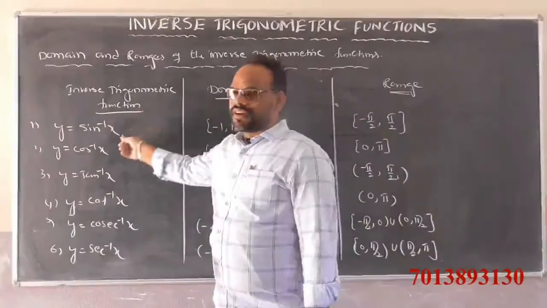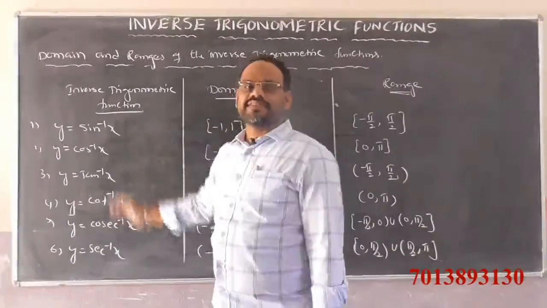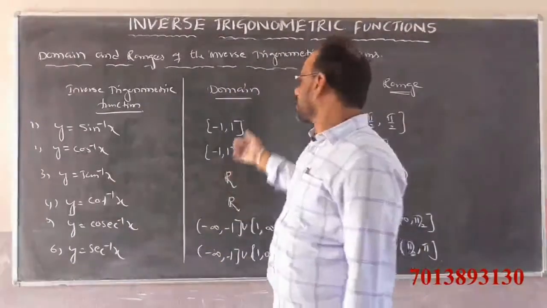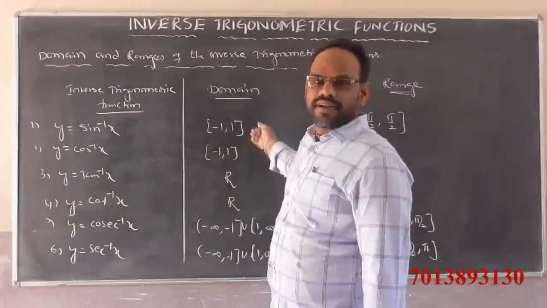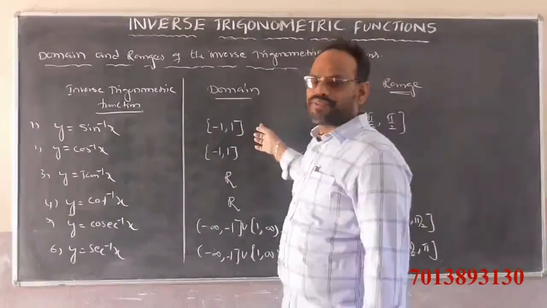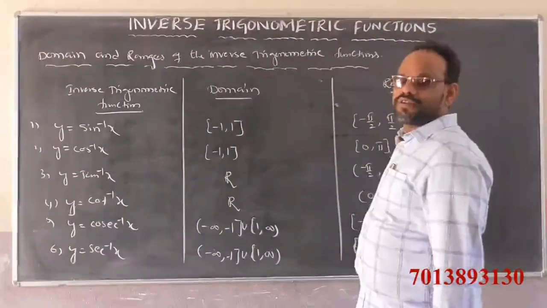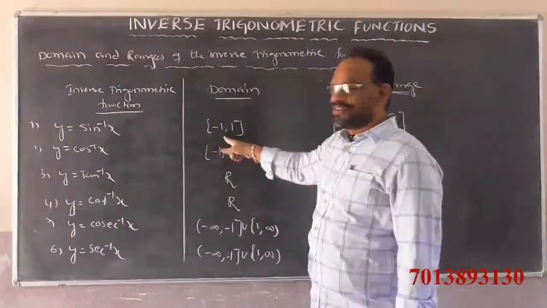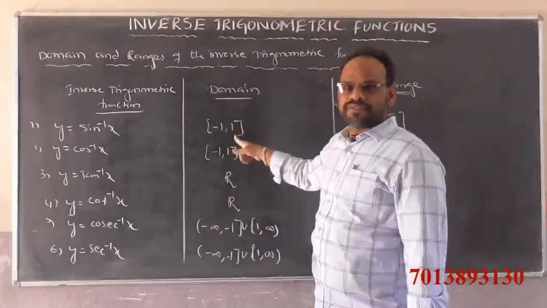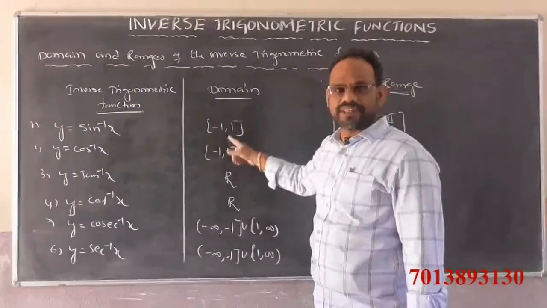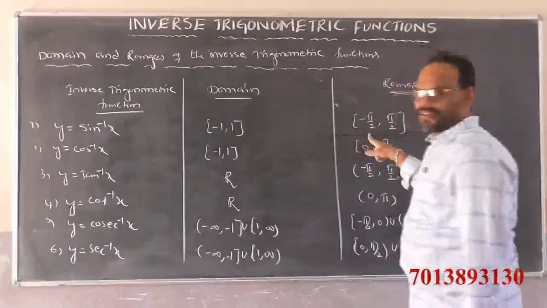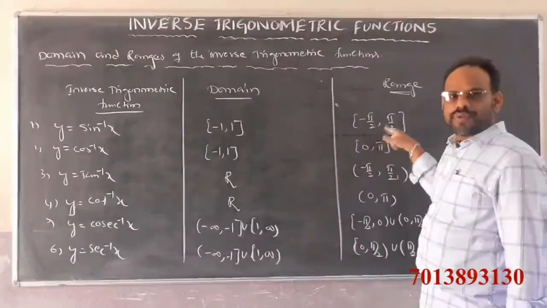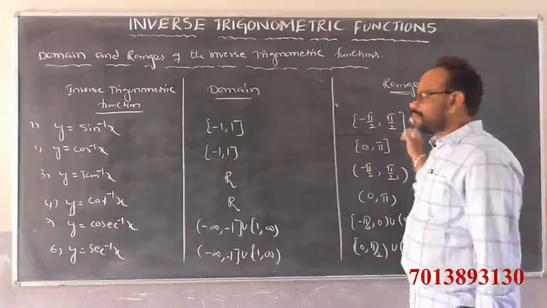So for inverse trigonometric functions, if you take y is equal to sin inverse x, the domain is the closed interval minus 1 comma plus 1, and the range is the closed interval minus pi by 2 comma pi by 2.